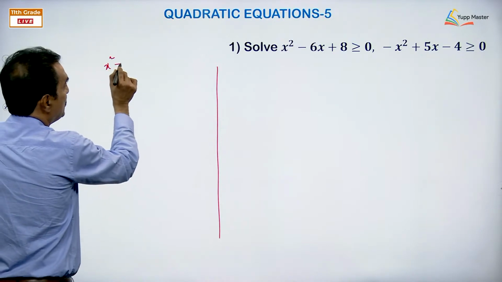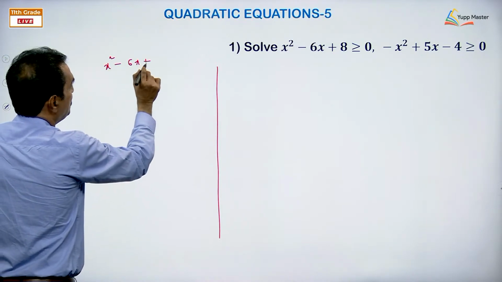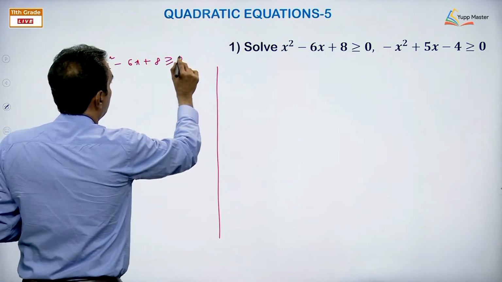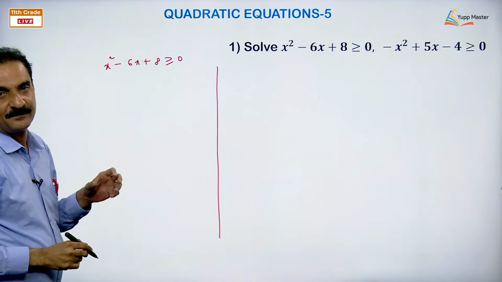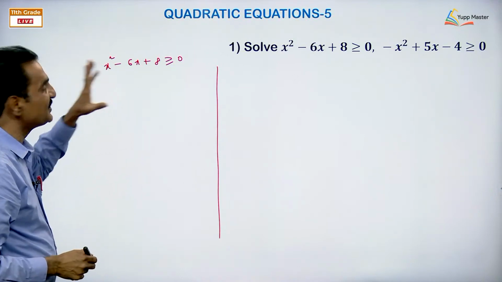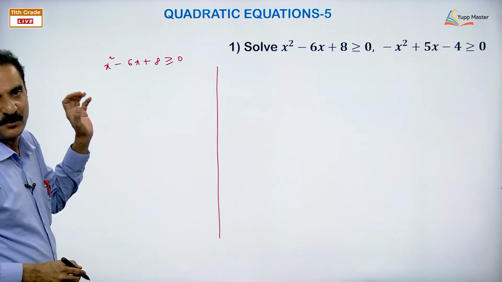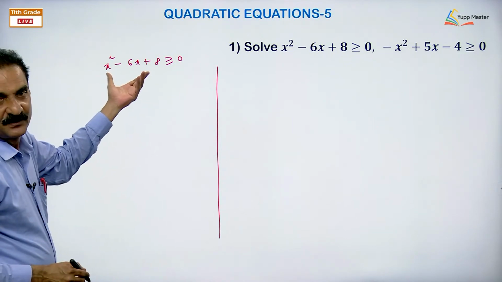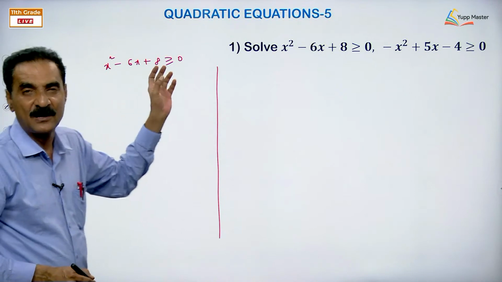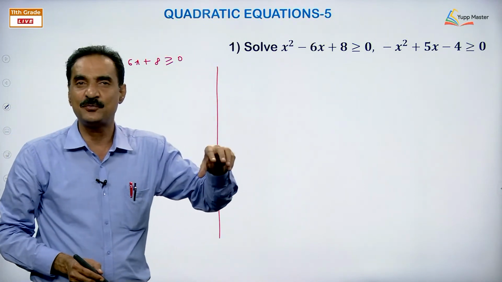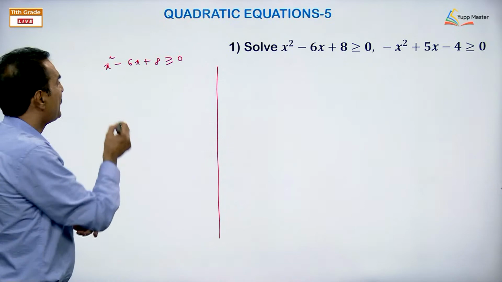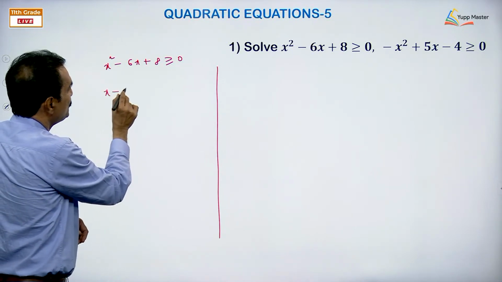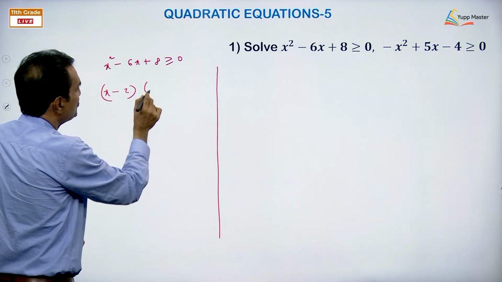x square minus 6x plus 8 greater than or equal to 0. First you check the discriminant. The discriminant is positive. b square minus 4ac is positive. So there will be real roots. You can find the real roots by using the formula minus b plus or minus root delta by 2a, or if you want you can factorize. This can be easily factorized as (x minus 2)(x minus 4).